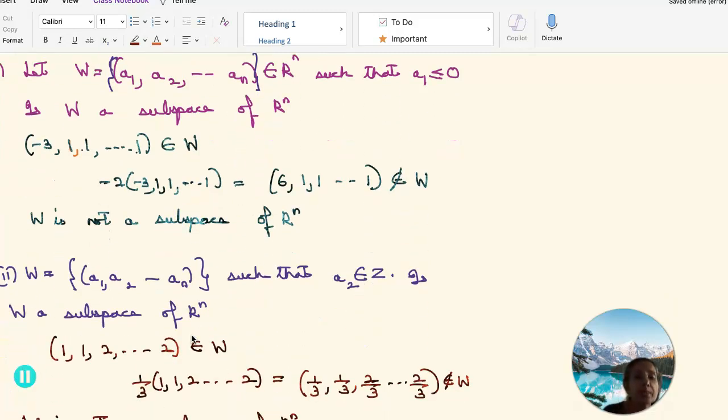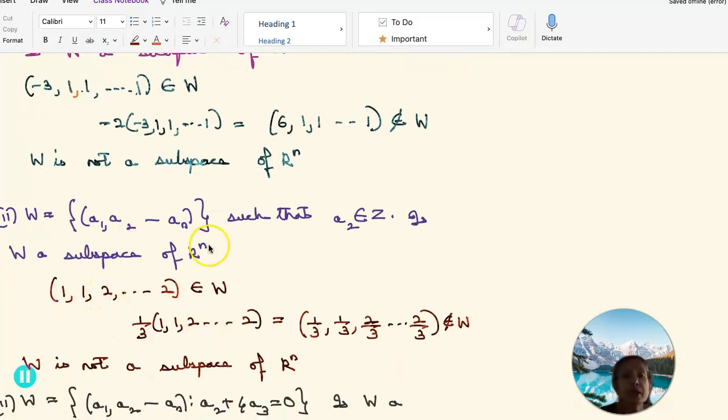Coming to the second example, again W equals the set of (a1, a2, ..., an) such that a2 is an integer. The second coordinate is an integer. Is W a subspace of R^n? Supposing I take an element here, (1, 1, 2, 2), the second coordinate is an integer. But if I take alpha as 1/3 and multiply it, you get (1/3, 1/3, 2/3) and so on. And the second coordinate 1/3 is not an integer. So this does not belong to W. So W is not a subspace of R^n.